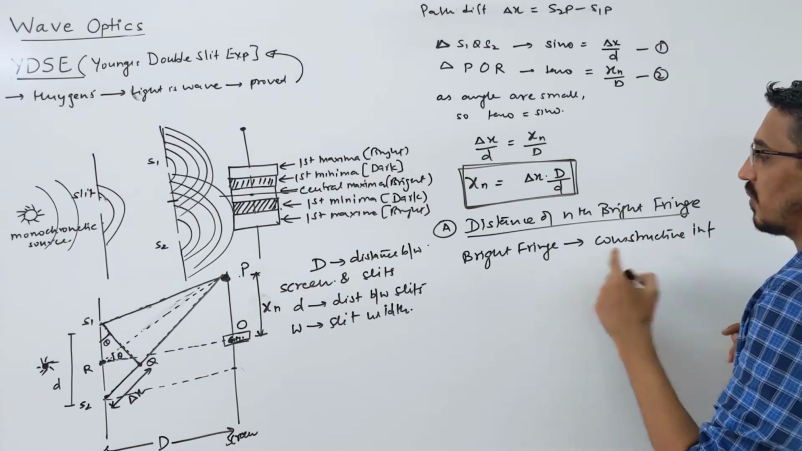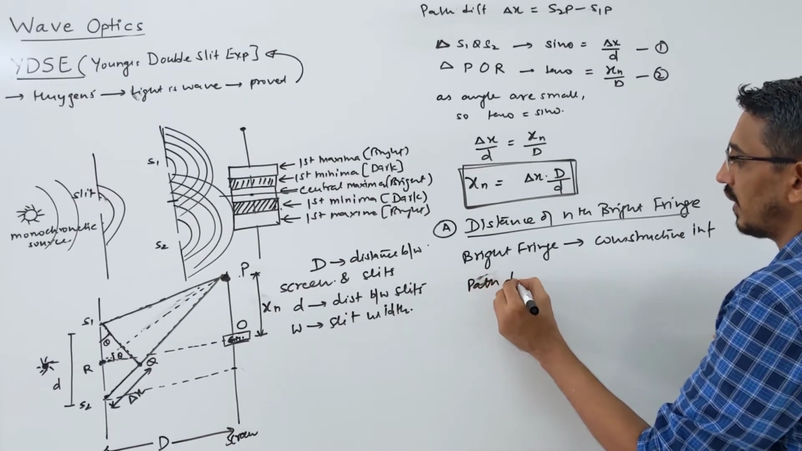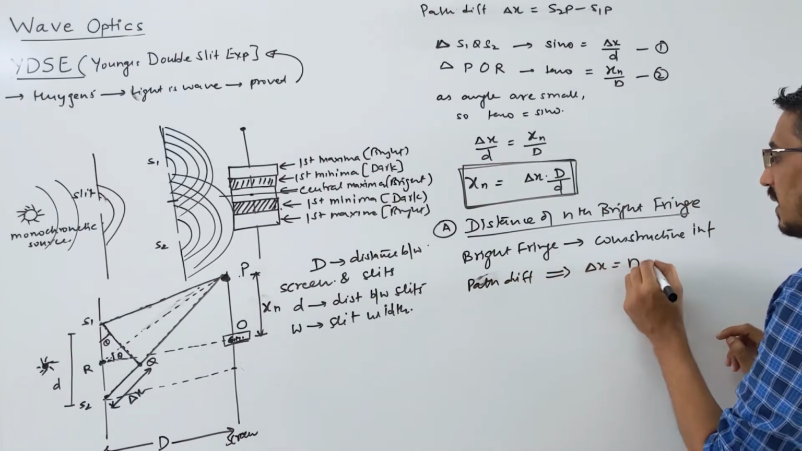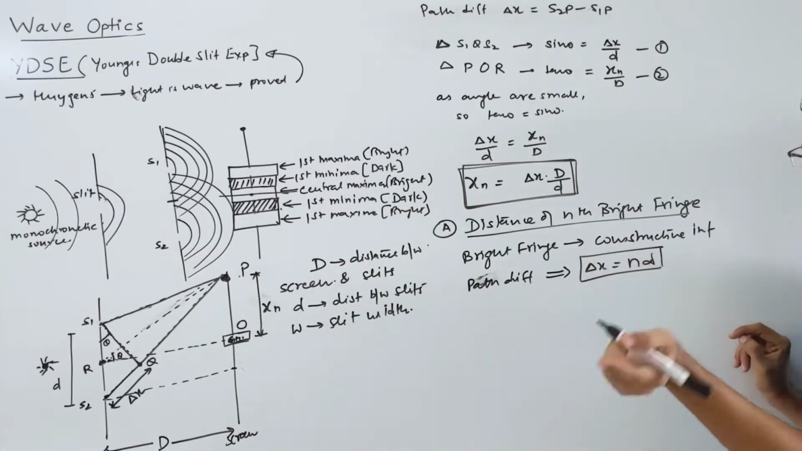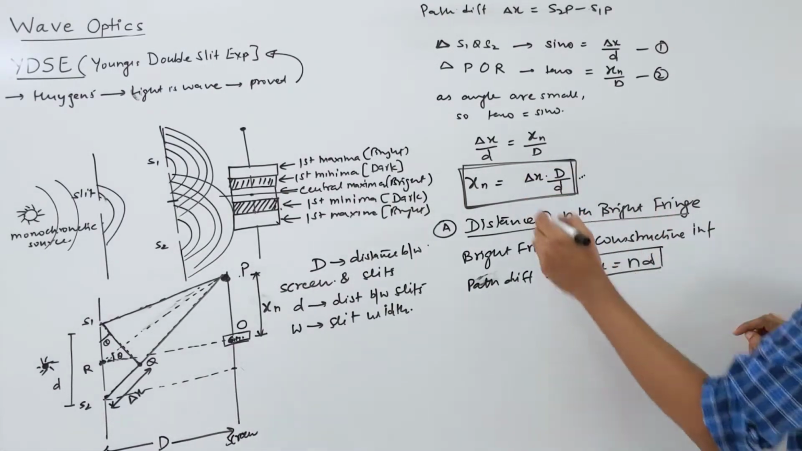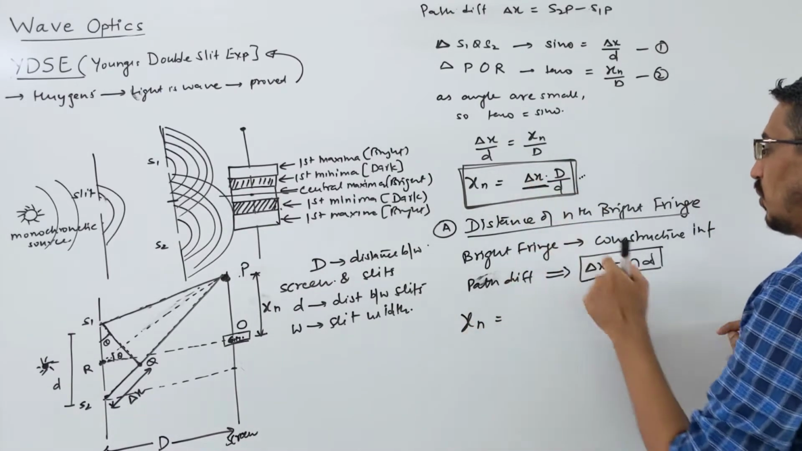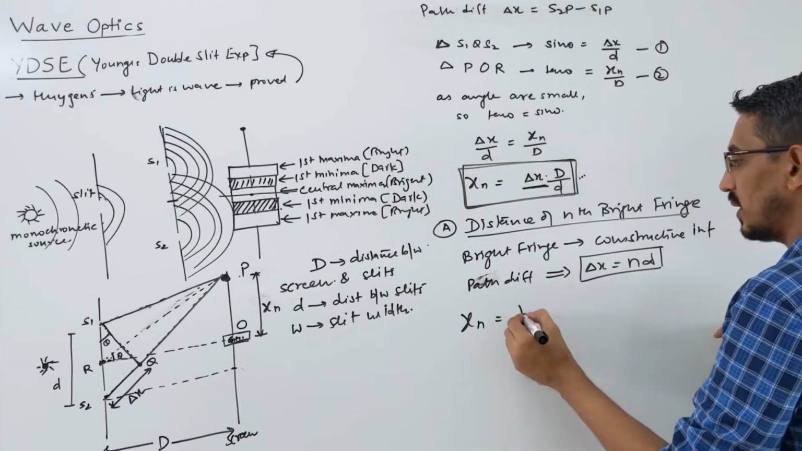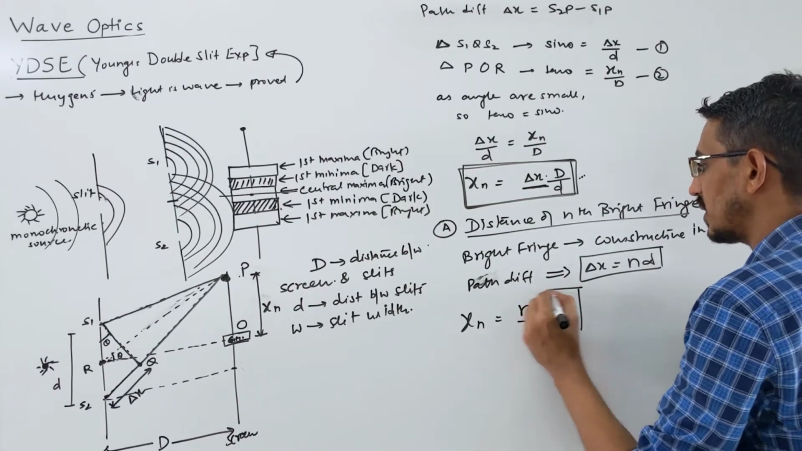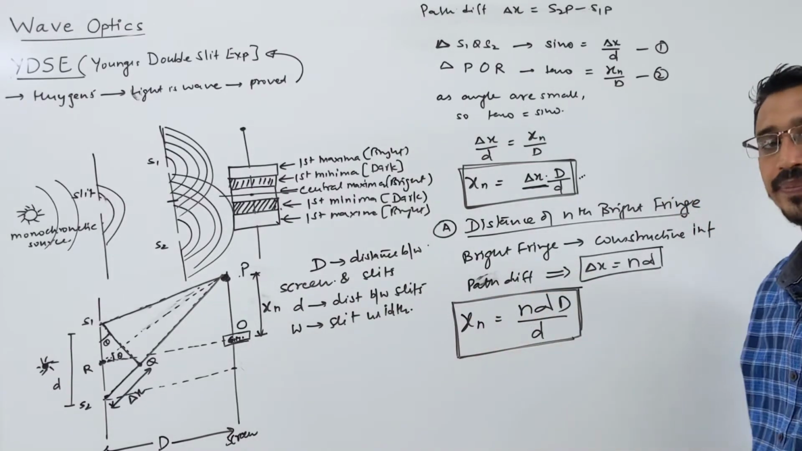And for constructive interference, what should be the path difference? You have learned it should be a multiple of the wavelength, n times lambda. In the last lecture we have learned this. So in this equation we put that value. The distance of the nth bright fringe xn, with del x being n lambda, will be n lambda D by d. This is called the distance of the nth bright fringe from the central maxima.